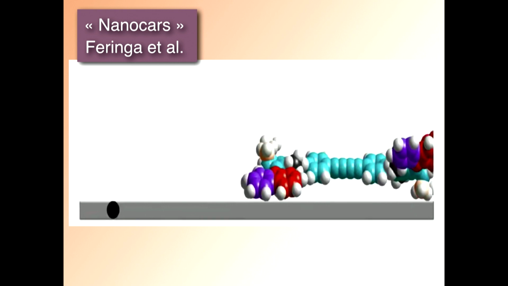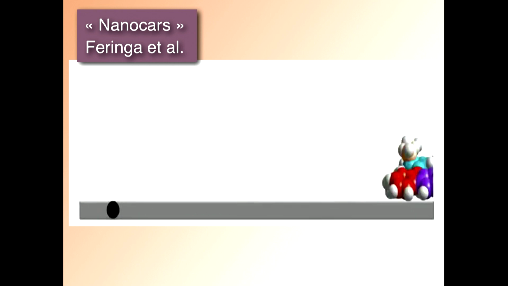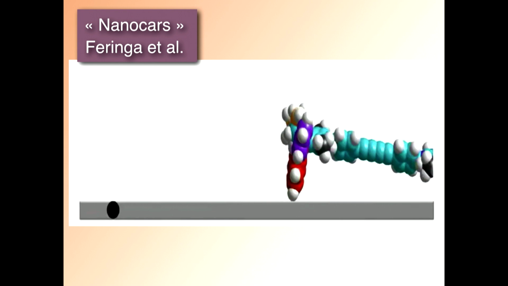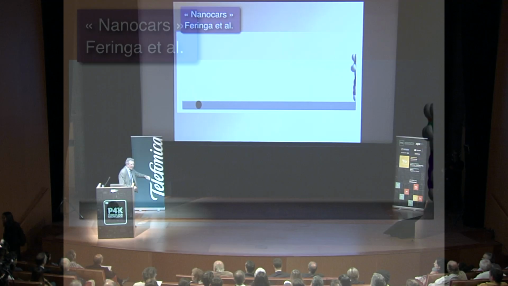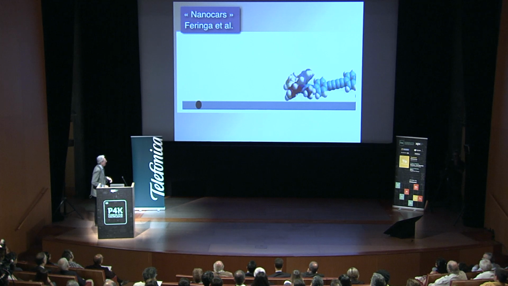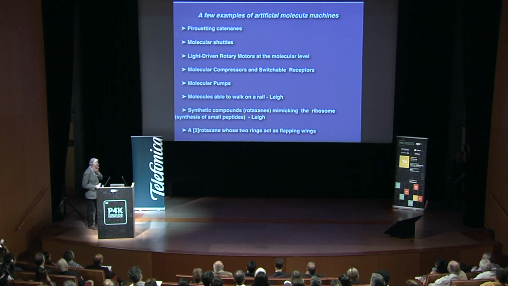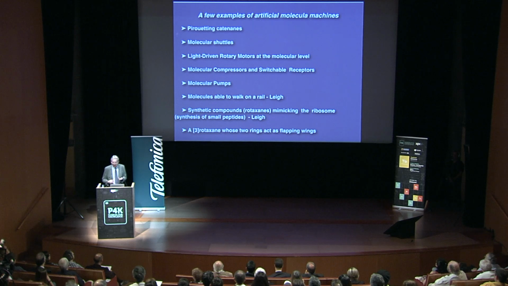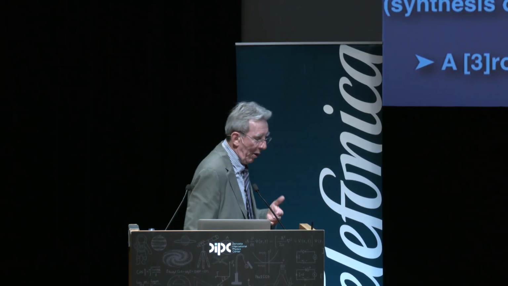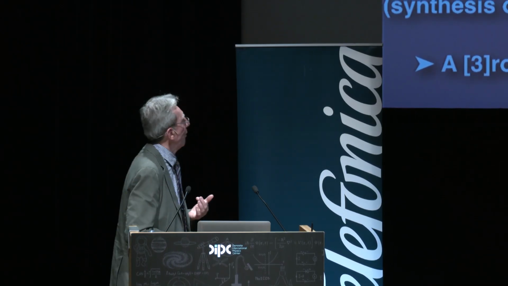But they could show that this nanocar moves when it was not really shining light. It was injecting electrons to generate the excited state of the molecule. So now let me finish up by mentioning a few examples of molecular machines which have been made since the beginning of the field. The first papers were published in 1994.